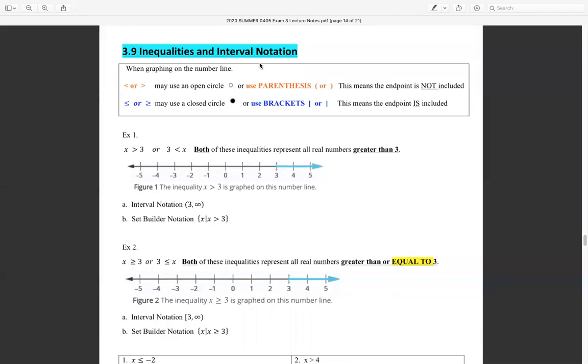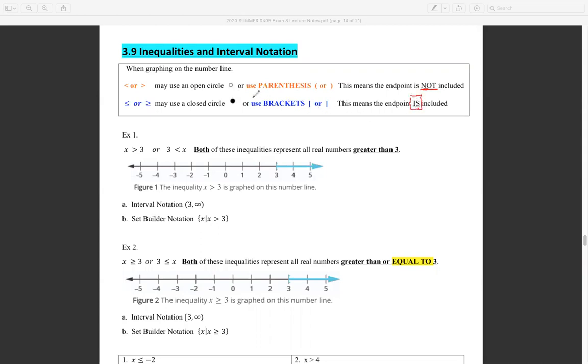3.9 Inequalities and interval notation. When graphing on the number line, if you have a less than or greater than, you may use an open circle or use parentheses. This means the endpoint is not included. If you have less than or equal to or greater than or equal to, you may use a closed circle or use brackets. This means the endpoint is included.